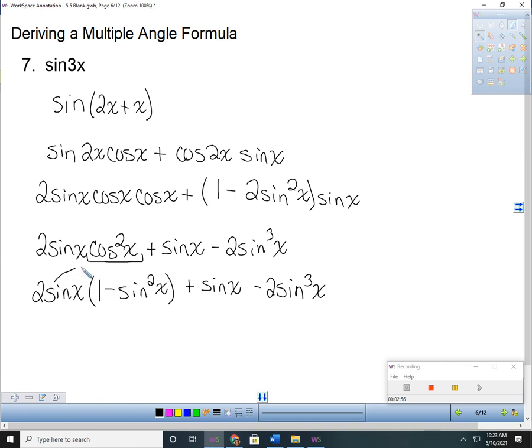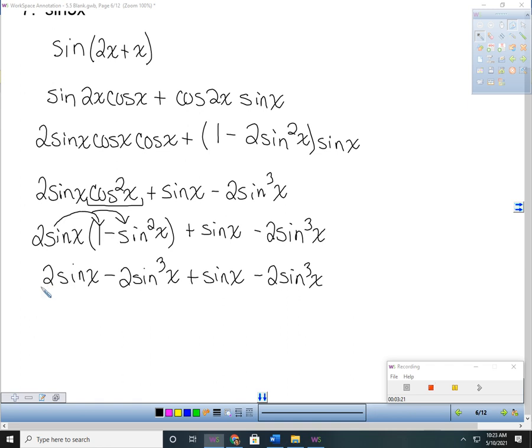Then you need to distribute here, so 2 sine x times 1 is 2 sine x. 2 sine x times a negative sine squared is negative 2 sine cubed x. And then I have my plus sine x minus 2 sine cubed x. Now that I have all sines, I'm going to combine like terms. So I've got a 2 sine x and a 1 sine x, which makes 3 sine x. And a negative 2 sine cubed x and a negative 2 sine cubed x, which makes negative 4 sine cubed x.